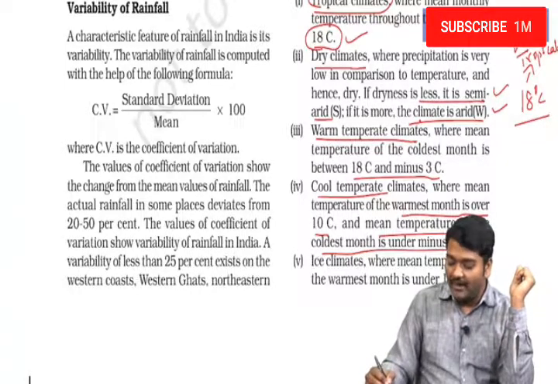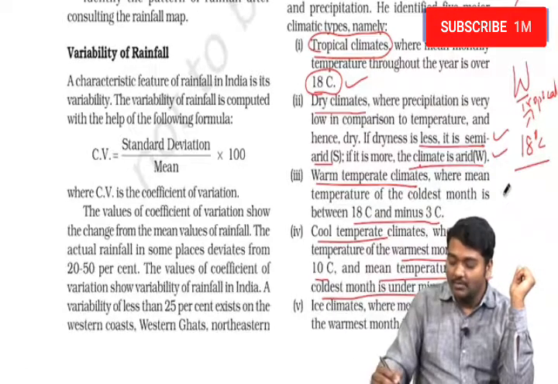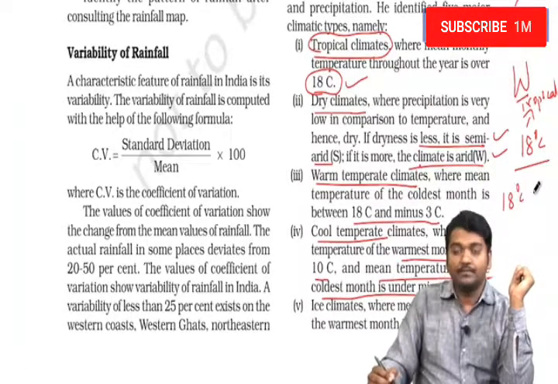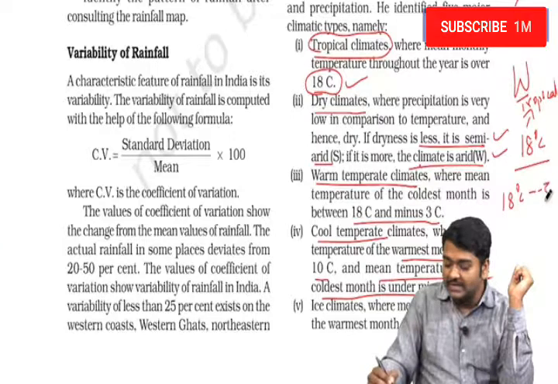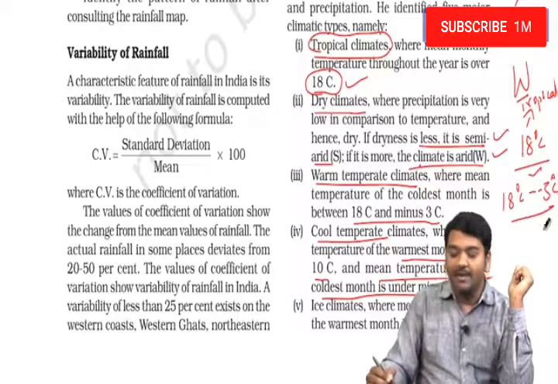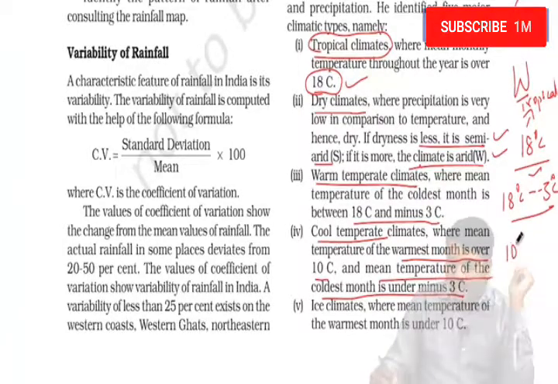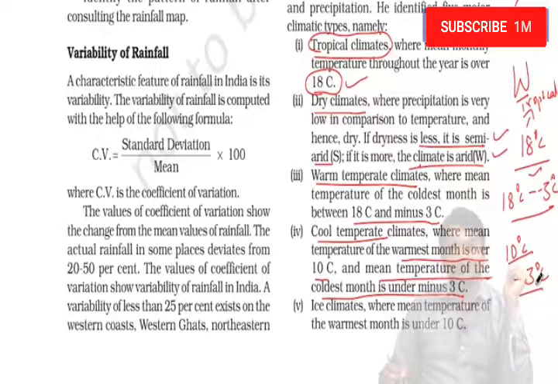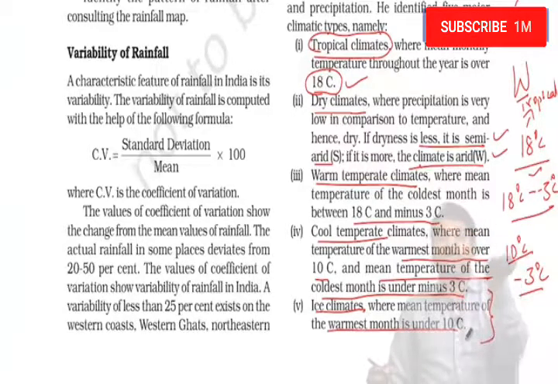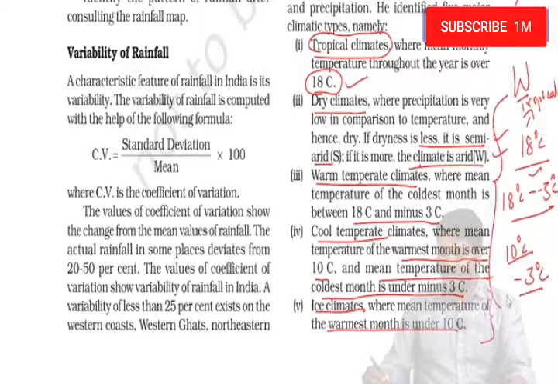And if I am talking about 18 degrees to minus 3 degrees Celsius, warm temperate. Maximum is 10 degrees and minimum is always less than minus 3 degrees, we call it cold temperate. If frost is usually seen, that is under minus 10 degrees Celsius, we call it cold deserts. With increasing height in India, we find different climatic regions.